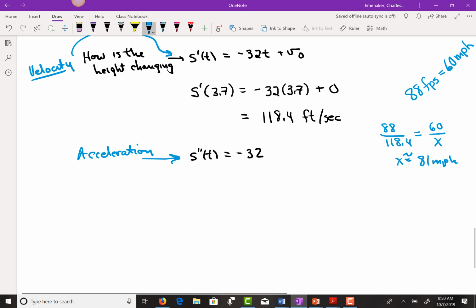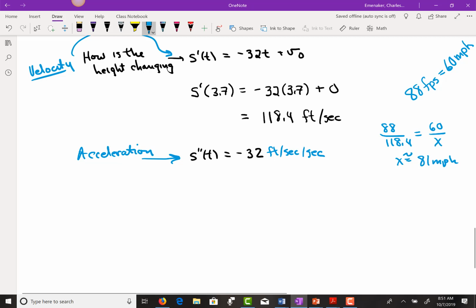What's the negative 32? Well, this is feet per second per second. What? I've never seen units like that before. That's kind of weird. This is acceleration due to gravity. In the first second that something falls, if you start out at 0 at the top, 1 second later, it's moving downward at 32 feet per second. The negative means moving down.